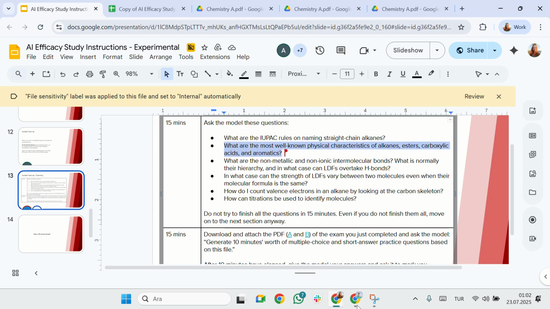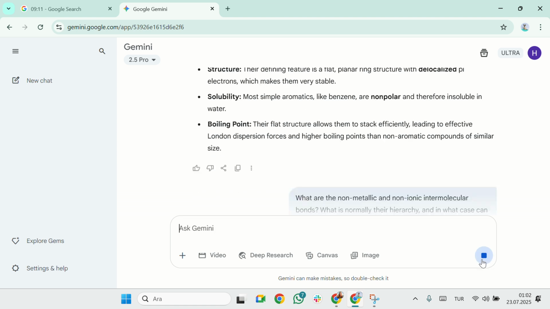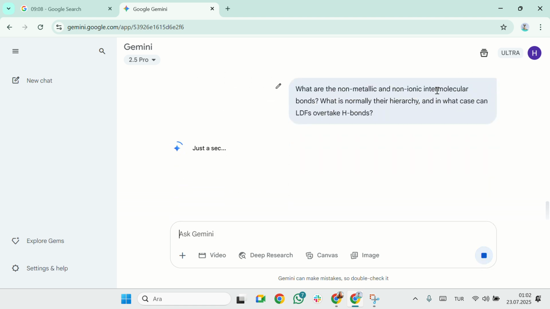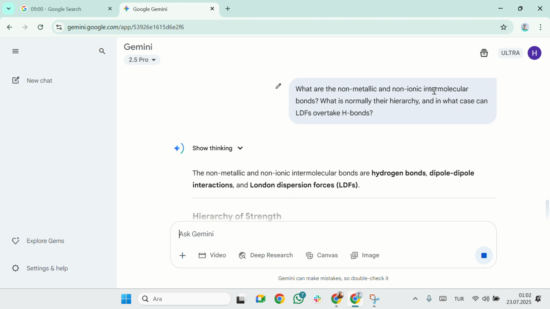Okay, got it. I think I have a problem with the boiling points, but let's ask the other question. What are non-metallic and non-ionic intermolecular bonds? What is normally their hierarchy, and in what case can LDFs overtake hydrogen bonds?